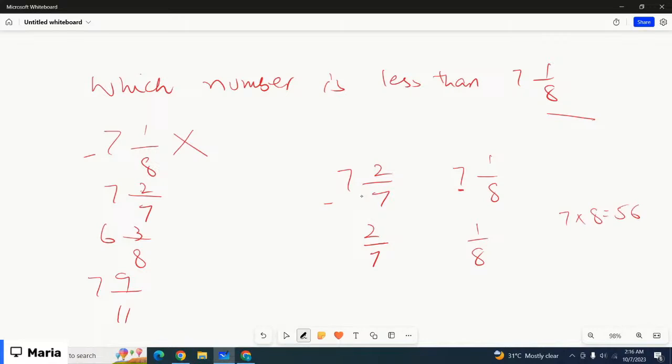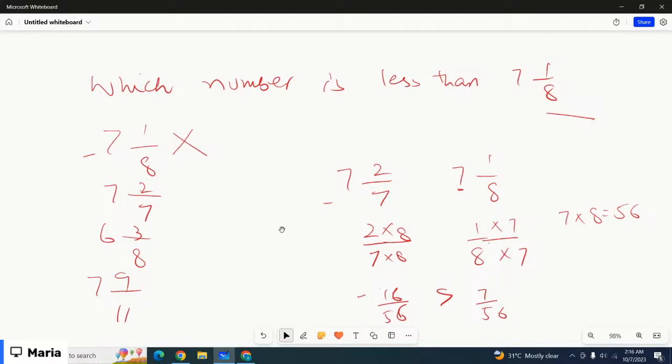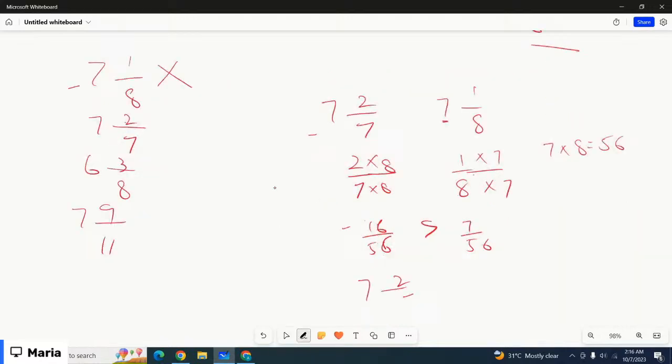Just make their denominators the same. 7 times 8, 2 times 8, 1 times 7 and 8 times 7. That would be 8 times 2 is 16 over 56 and 7 over 56. So 16 over 56 is greater than 7 over 56, which means 7 whole 2 over 7 is greater than 7 whole 1 over 8. So this isn't the correct option either, right?